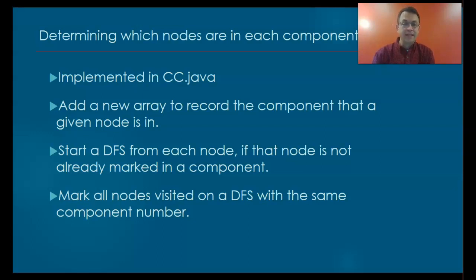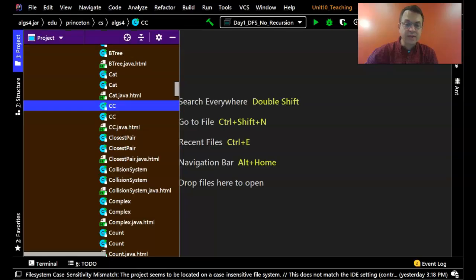The general idea is that we're going to create a new array. Each position in the array corresponds to a node. And for that node, we're going to record what component that node is in. All the components will be integer values. And then we're going to start a DFS search from each and every node in the graph if that node is not already marked in a component. And then for each node that's connected to the node that we just found, we will assign it the same component number. So let's go over into IntelliJ and take a look at cc.java.